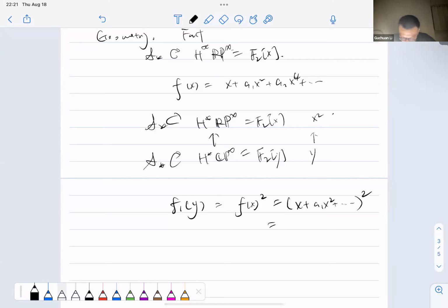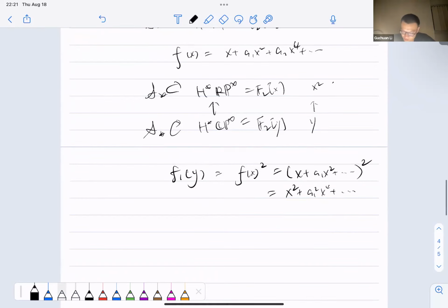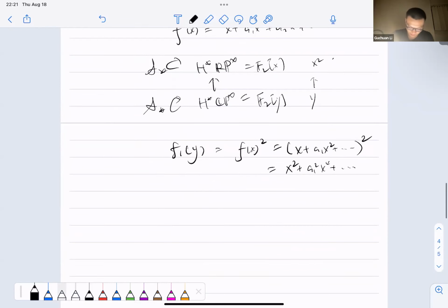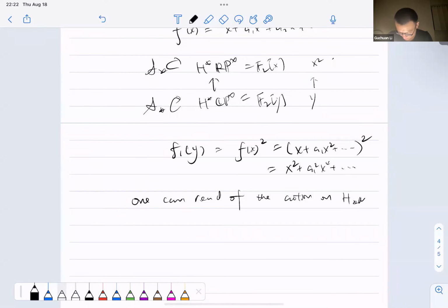And the whole thing square. Since I'm over F2, everything just gets powered. So this gives the action on CP infinity. And furthermore, from here, I can read off the action. So one can read off the homology of MU.